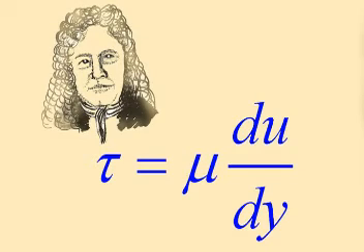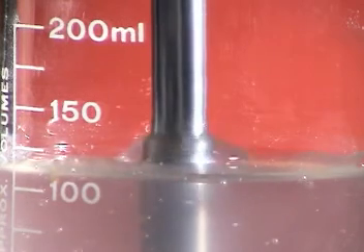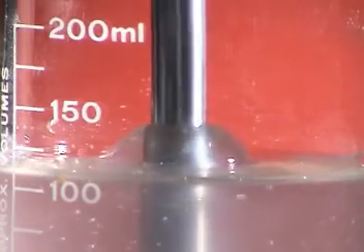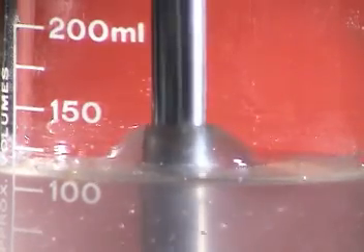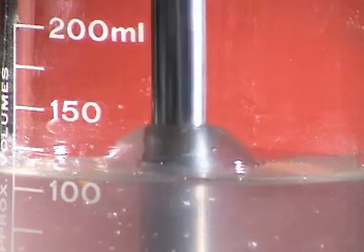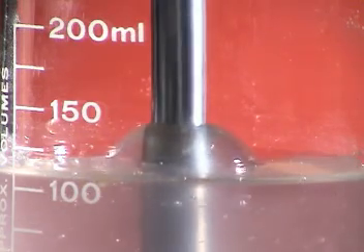A fluid with constant viscosity coefficient mu at any strain rate, represented by the velocity gradient du/dy, is called a Newtonian fluid after Sir Isaac Newton. Water, air, and many familiar fluids behave according to this simple Newtonian law. However, some fluids, such as suspensions of particles or polymers, do not behave this way, and they're called non-Newtonian fluids.